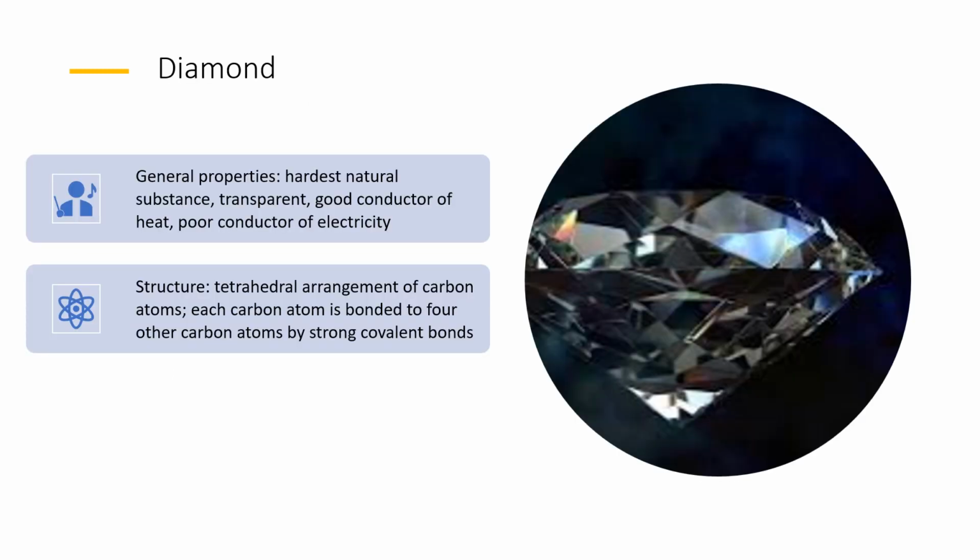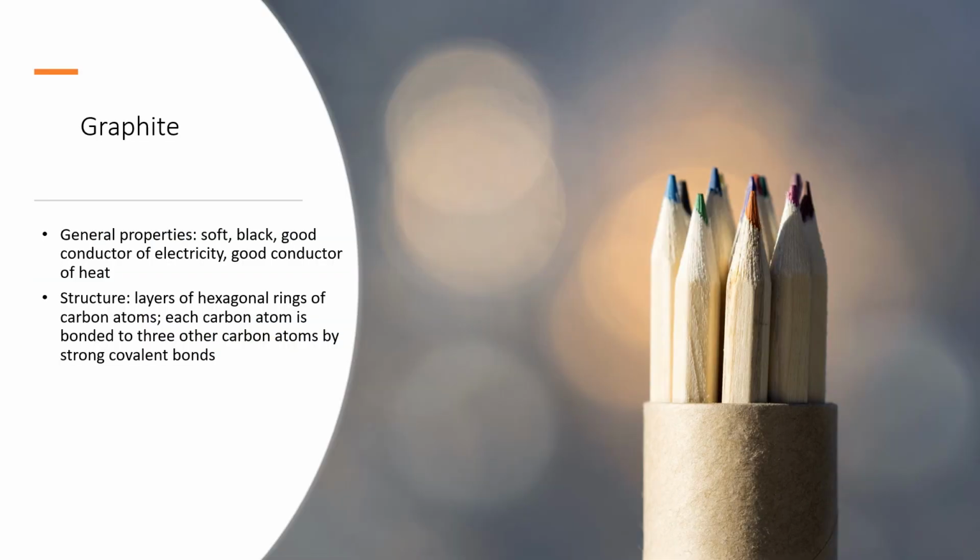Now let's see about diamond. Diamond is the hardest natural substance. It is transparent and a good conductor of heat, but a poor conductor of electricity. Diamond has a tetrahedral arrangement of carbon atoms, with each carbon atom bonded to four other carbon atoms by strong covalent bonds.